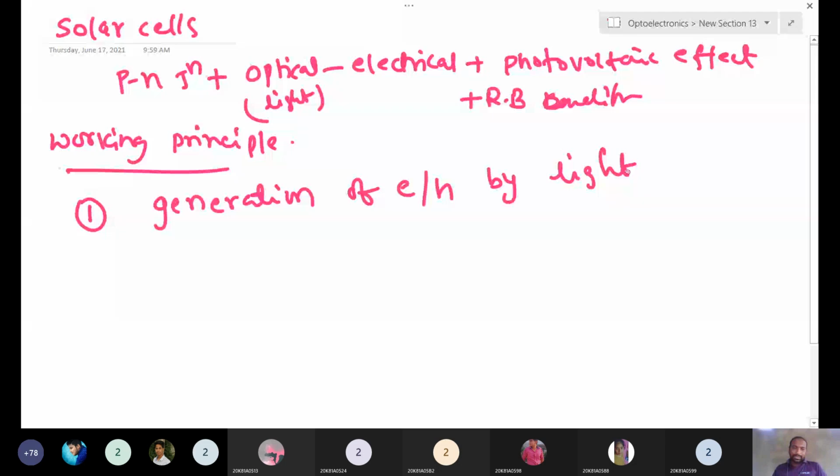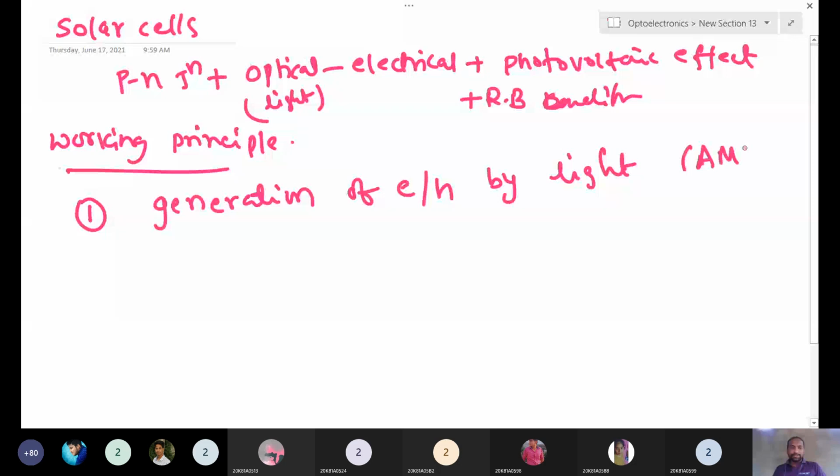After that we have to separate these generated electrons and holes. Otherwise, if we do not separate them, they will recombine again and will not produce any current. There is no use of generating electron holes without separating them. So the next job is to immediately separate them, using the internal electric field.